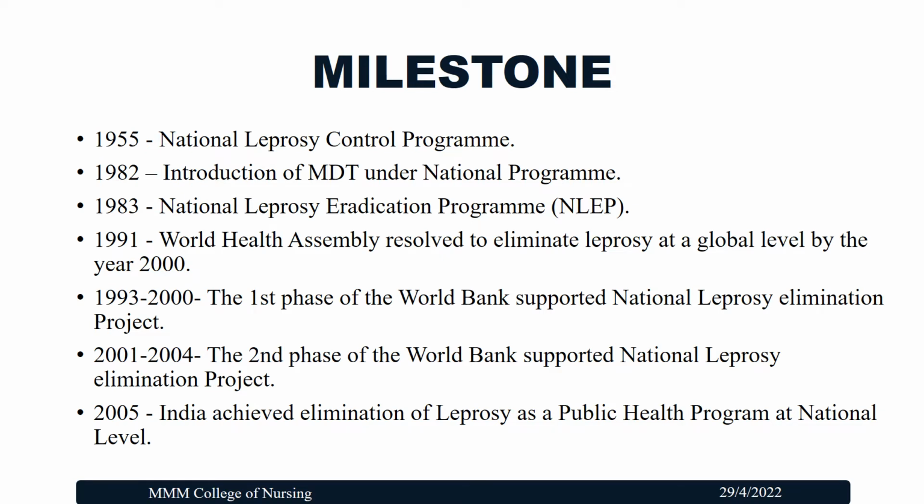Milestones. In the year 1955, National Leprosy Control Program was initiated. In 1982, introduction of multi-drug treatment under National Program. 1983, National Leprosy Eradication Program. 1991, World Health Assembly resolved to eliminate leprosy at a global level by the year 2000. 1993 to 2000, the first phase of the World Bank supported National Leprosy Elimination Project was initiated. 2001 to 2004, the second phase of the World Bank supported National Leprosy Elimination Project was initiated. 2005, India achieved elimination of leprosy as a public health problem at national level.